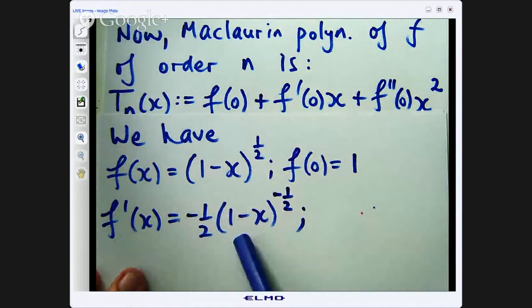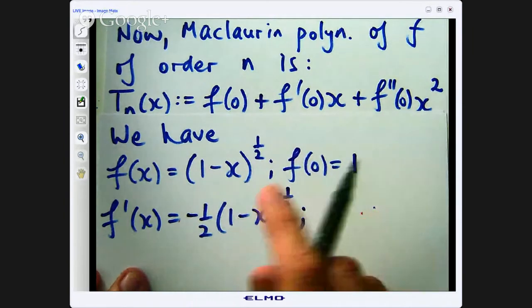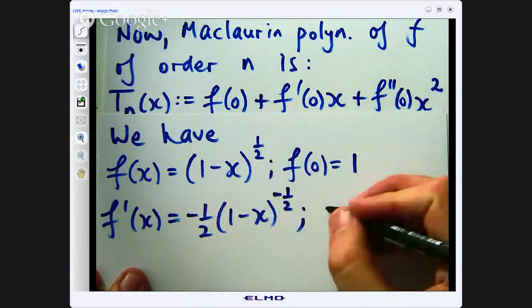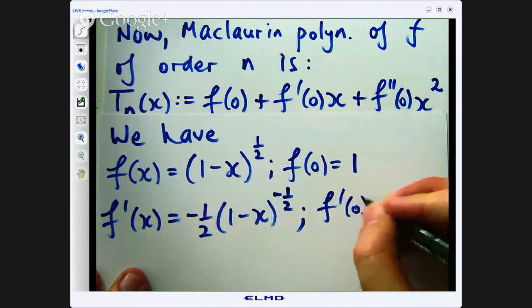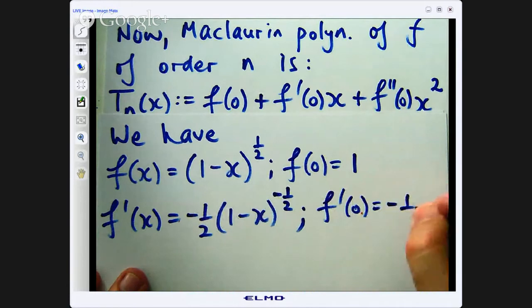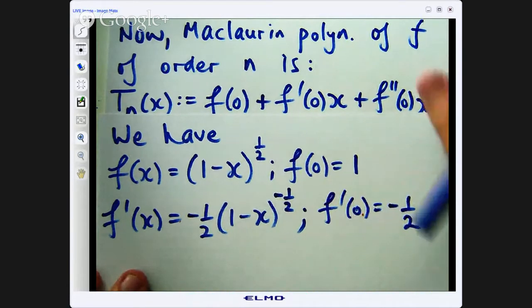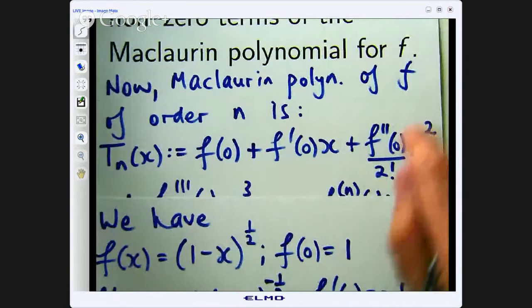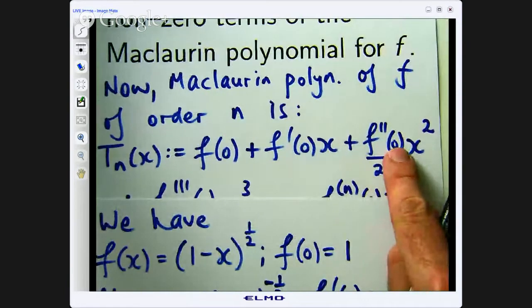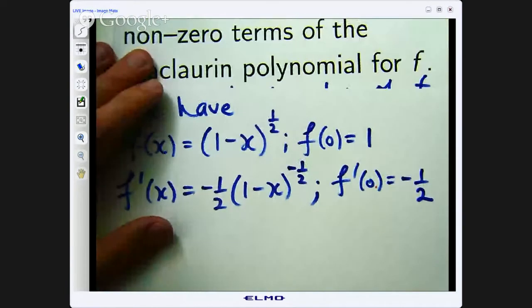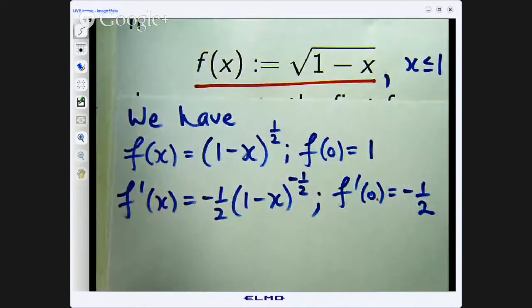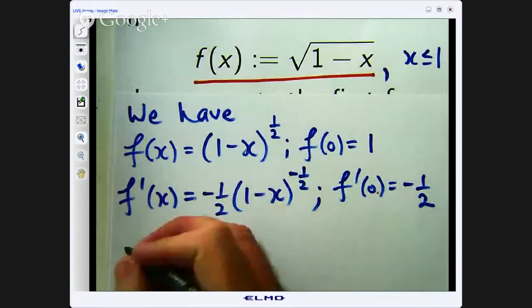Okay, so this evaluated at x equals 0, well, you're going to get -1/2 times 1, which is -1/2. Okay, let's keep on going. The next thing we want is the second order derivative evaluated at x equals 0. So let's keep on going and differentiate this.